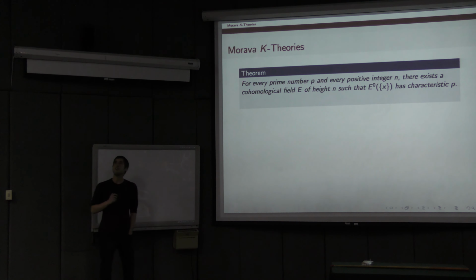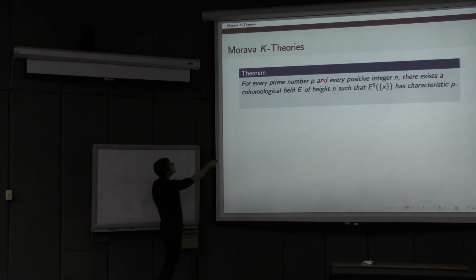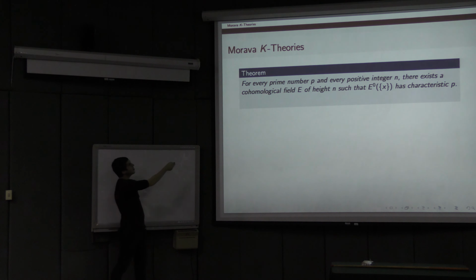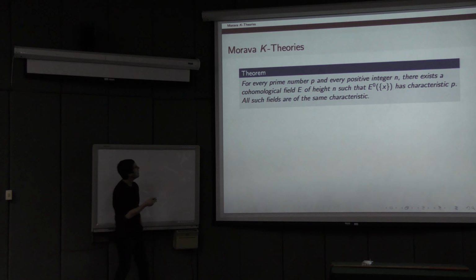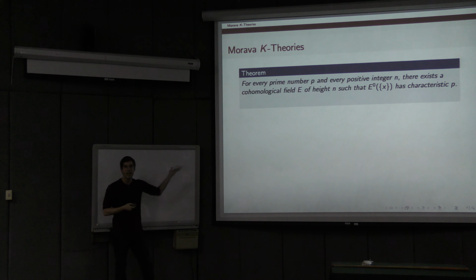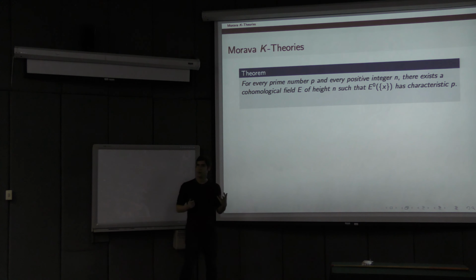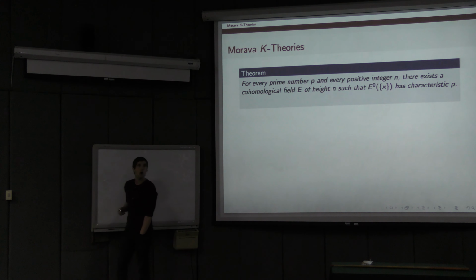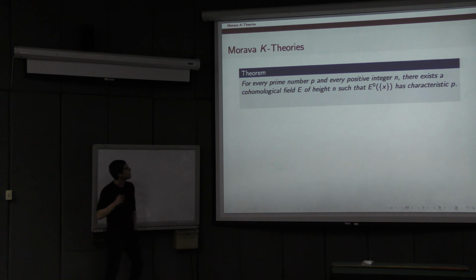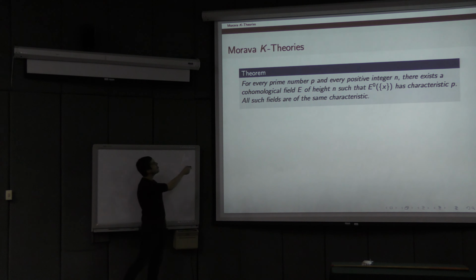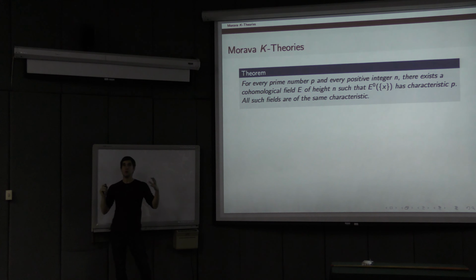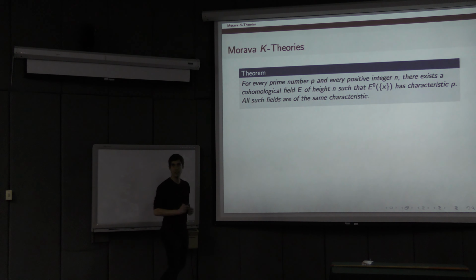Okay, so let me state for you the classification of these cohomological fields. For every prime number p, and every positive integer n, there exists a cohomological field such that the cohomology of a point is a field of characteristic p, and the cohomology theory has height n in the sense of the previous slide, so that the E cohomology of the classifying space of Z mod p is a module of rank p to the n over the E cohomology of a point. And furthermore, this cohomological field E is unique up to the equivalence relation of having the same characteristic.